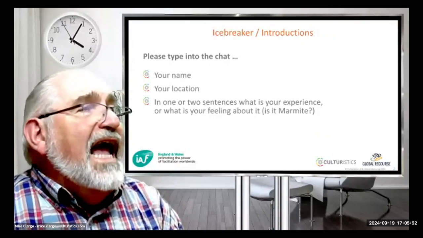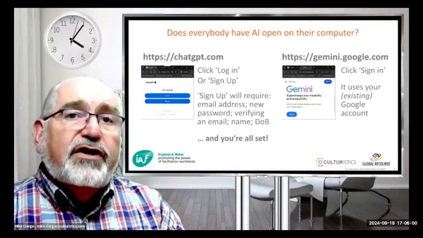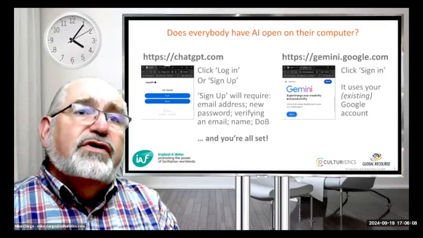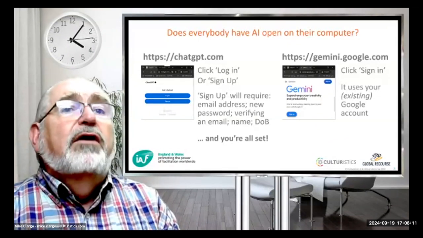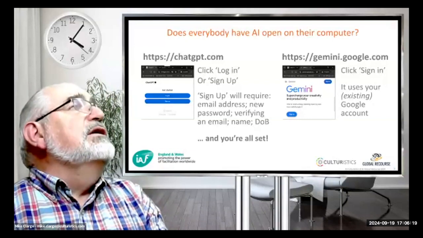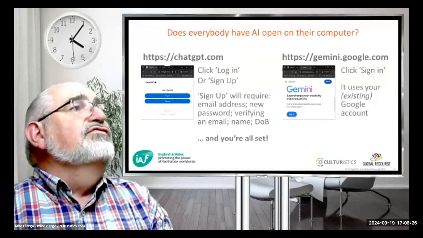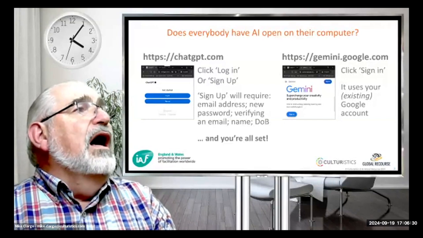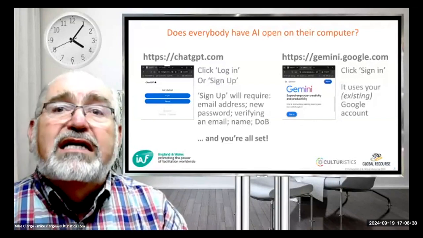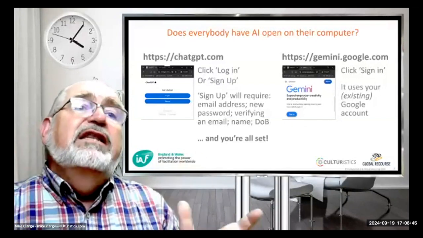So to actually get AI on your computer, if you've got a Google account and you haven't got an AI account, I'd suggest you go to gemini.google.com, click sign in, and it will use your existing Google account, and that's all you need to enter, and you will be on Google Gemini AI. If you haven't got a Google account or you don't want to use it, go to chatgpt.com, click sign up if you haven't already got an account, and sign up will just require an email address, a new password, a verifying email that it will send to check who you say you are, your name and your date of birth to make sure that it's dealing with you appropriately. And that means you're all set.